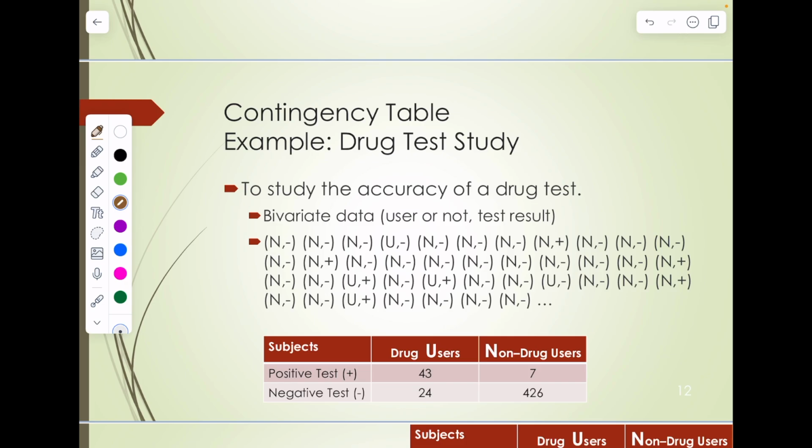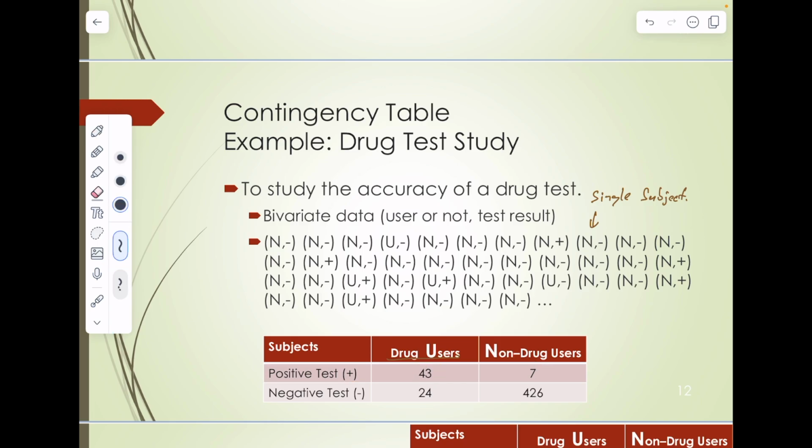And we do this for all of our subjects. So we've got this big list of bivariate data. Each one of these represents a single subject. And then what we do is we count up according to this table. So how many people were drug users and a positive test result? So there was 43 of those. How many were non-drug users with a positive test result? 7. Negative test result and a drug user, 24, and so on.